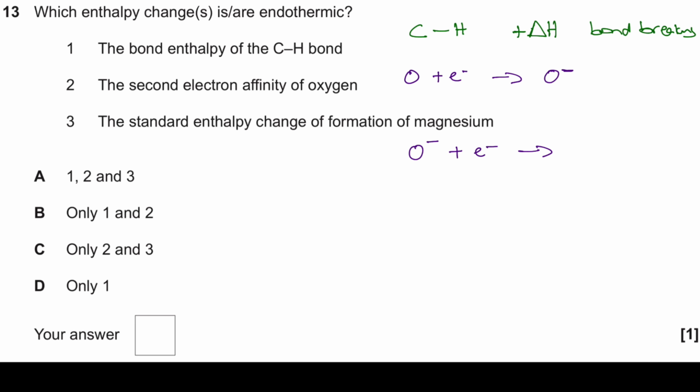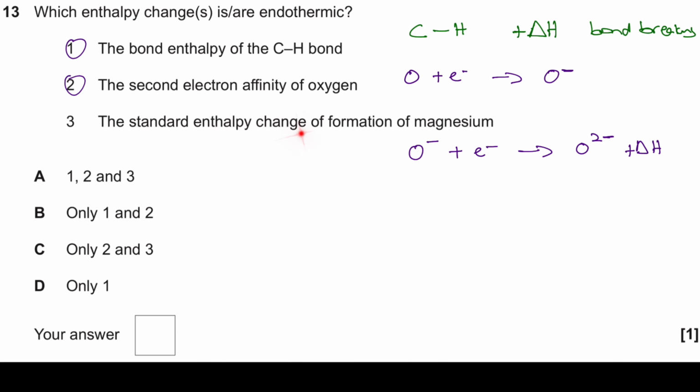Well, that would be a repulsion. That's very difficult. You have to put energy in to add the second electron. That would be O2 minus. And that requires energy. That is endothermic. Delta H here is positive. 1 is correct, 2 is correct.